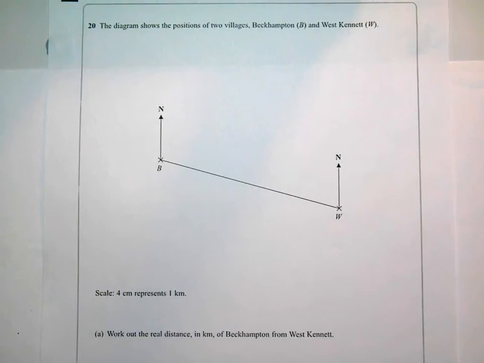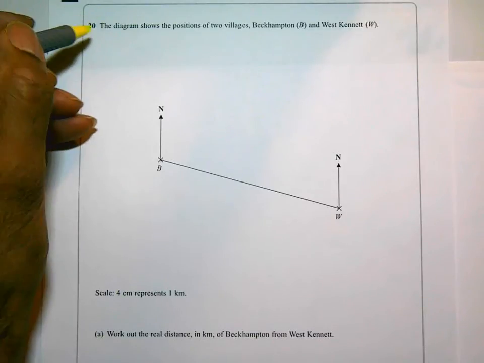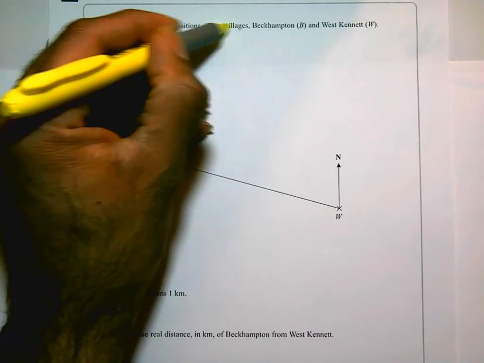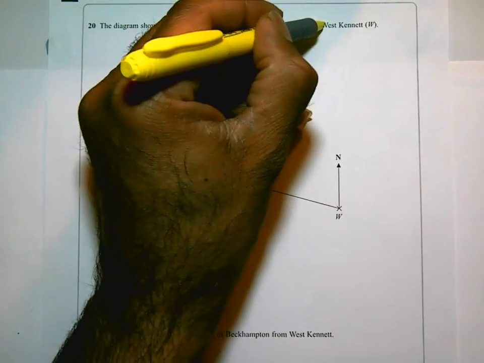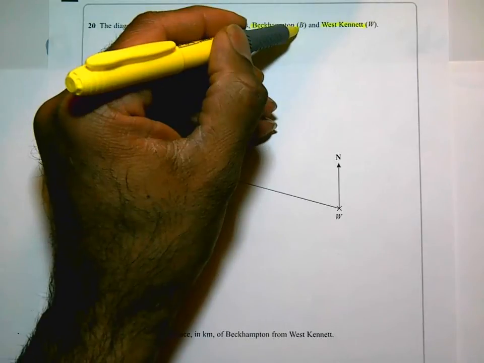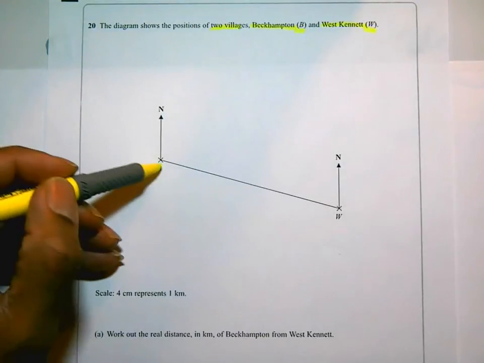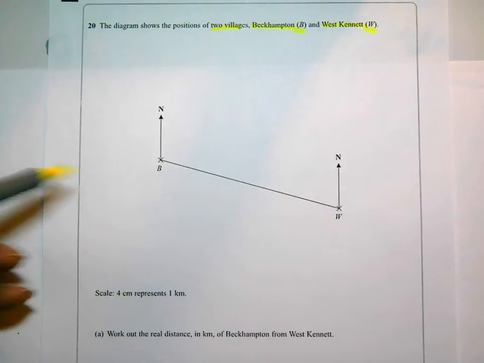Okay, this is question number 20 on the foundation calculator paper. Let's read the question carefully first. This question is worth 4 marks and it takes up the whole page, so I'm about to zoom out a fair bit. The diagram shows the positions of 2 villages, Beckhampton and West Kenneth, and they've used the letter B for one and W for the other. So there's Beckhampton, there's West Kenneth.